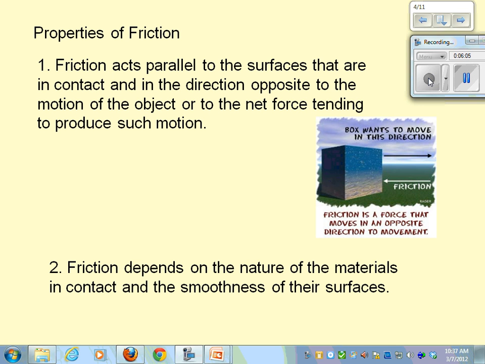Friction depends upon the nature of the materials in contact and how smooth they are. That's the only thing the friction depends upon: the nature of the materials in contact, and how smooth their surfaces are. And as I pointed out earlier, there is a point where things can be too smooth and it actually increases friction. Let me get to that.